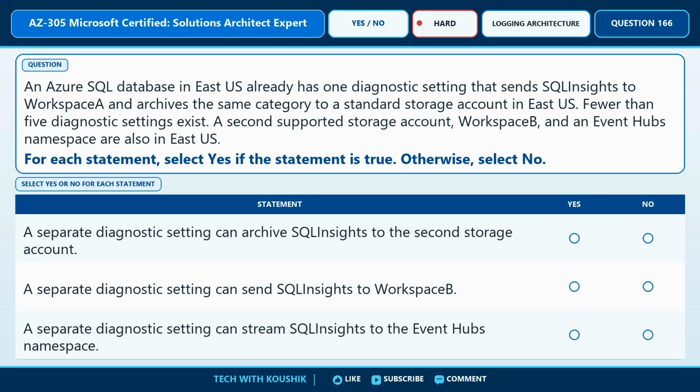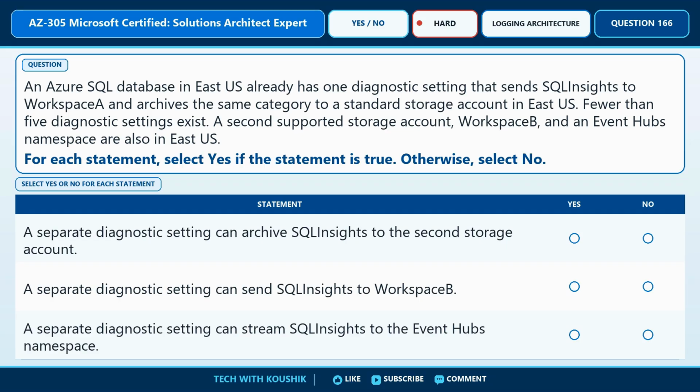Let us work through question number 166. We are moving to logging architecture. Review the scenario carefully. An Azure SQL database in East US already has one diagnostic setting that sends SQL insights to Workspace A and archives the same category to a standard storage account in East US. Fewer than 5 diagnostic settings exist. A second supported storage account, Workspace B, and an Event Hubs namespace are also in East US.